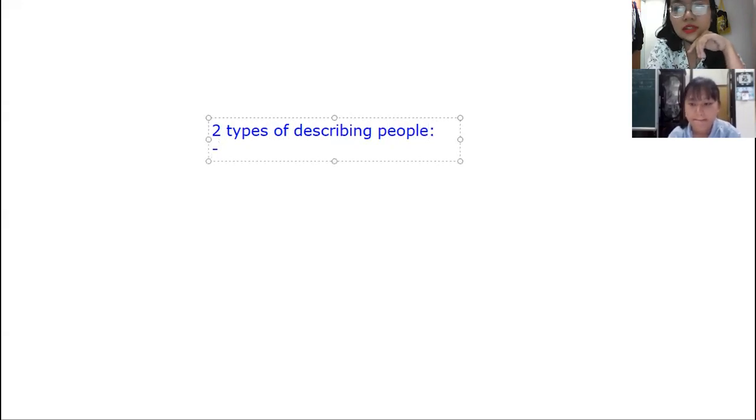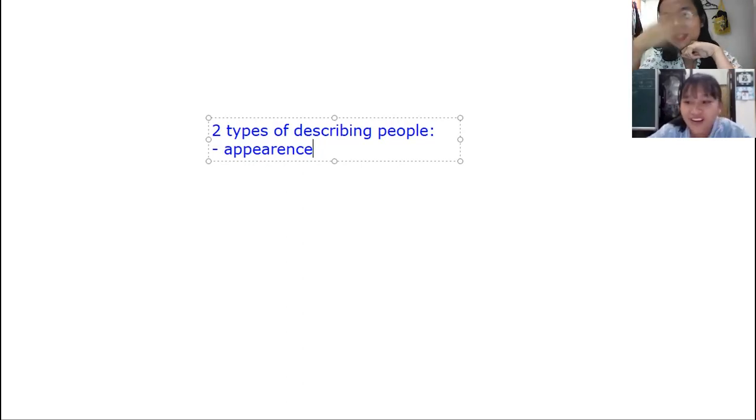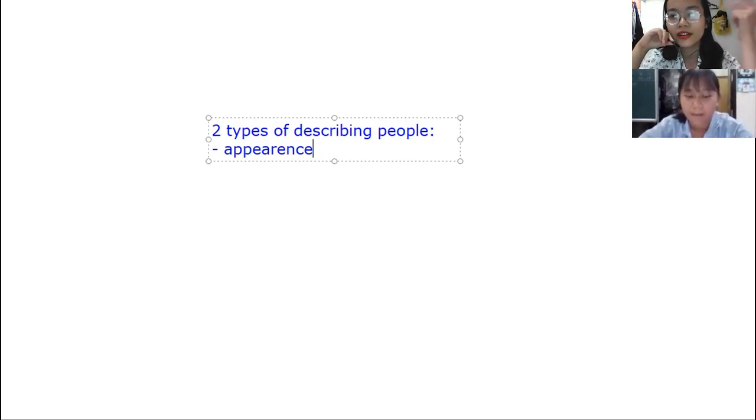The first one, do you know this, right? Appearance. Appearance is a beauty. It's a beauty outside of people, right? This is the first thing we can see from people. For example, the first thing I can see from you is the beauty outside of you. For example, your face, your body, everything. Your face, your eyes, your nose, your mouth, your ear, your hair. This one is appearance.